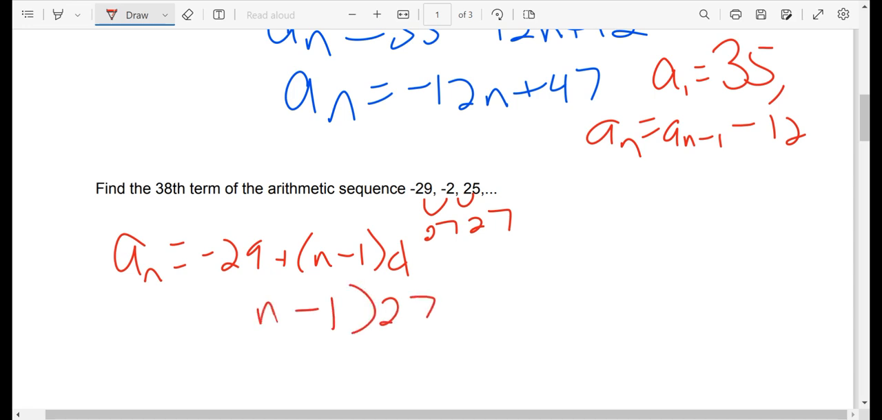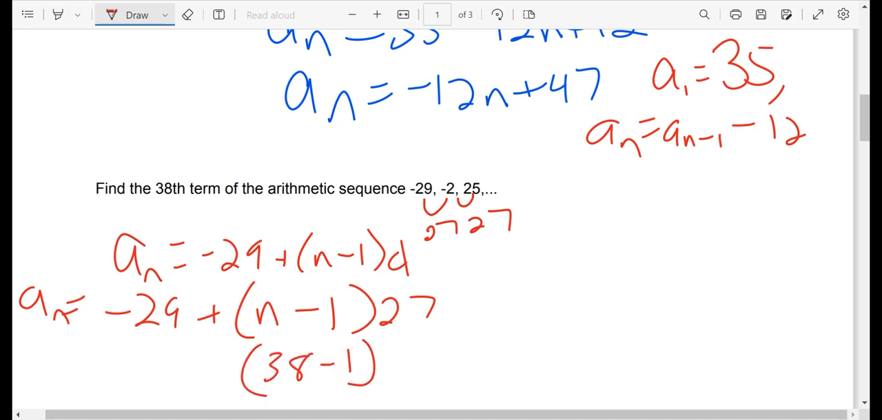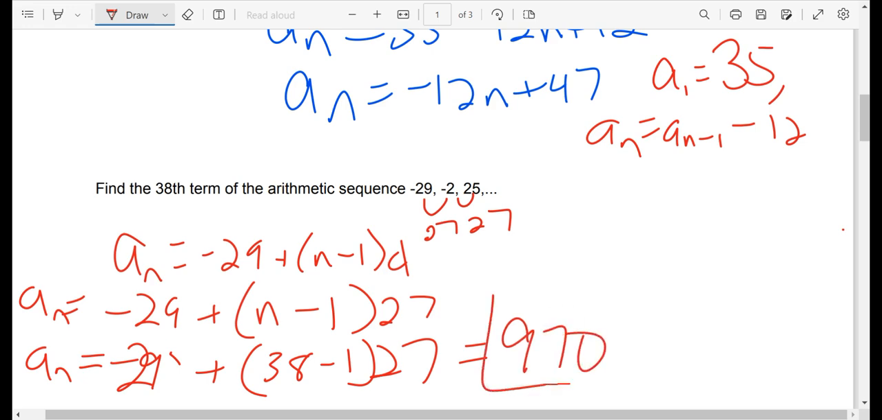Now, what else do you know? You could simplify this formula, but that's being extra, and I don't feel like being extra today. So I'm just going to put 38 in for n, since it's the 38th term. So we simplify that. Drum roll, please. You'll get 27 times 37 plus negative 29. You'll get 970 for a solution.